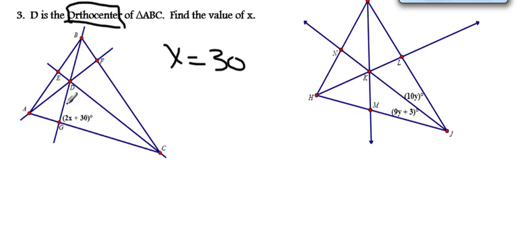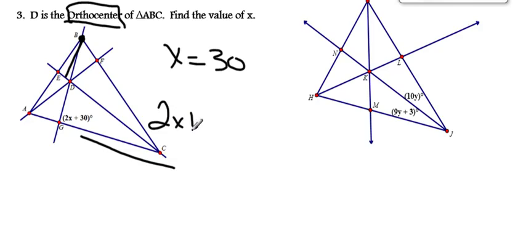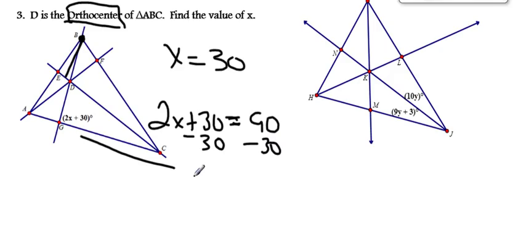Okay, an orthocenter is where three altitudes meet. An altitude connects a vertex to the opposite side of the triangle at a right angle. So that means that BG is perpendicular to AC. And that means that there's a right angle here. They gave us that right angle has a measure of 2x plus 30 degrees. Well, that 2x plus 30 degrees has to equal 90 degrees. So we set up the equation 2x plus 30 equals 90. I'm going to subtract 30 from both sides, so I get 2x equals 60. Divide by 2 on both sides, and I get x is 30.